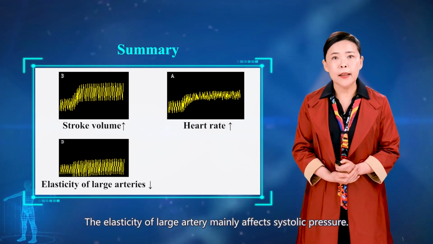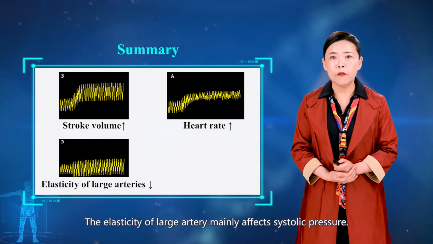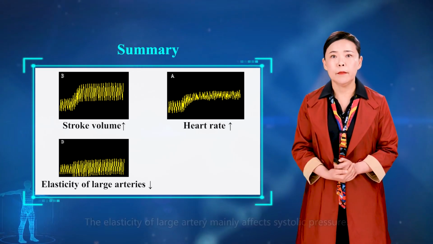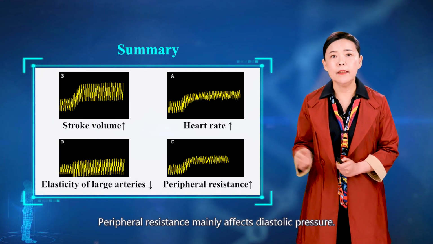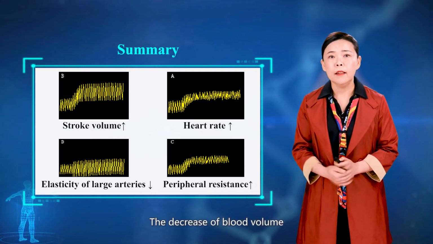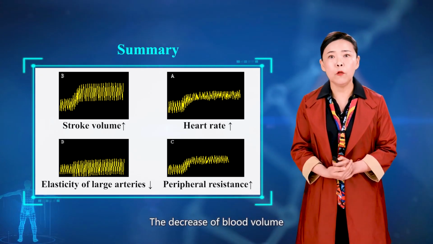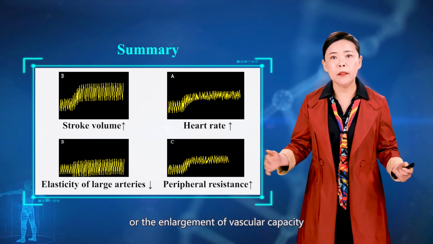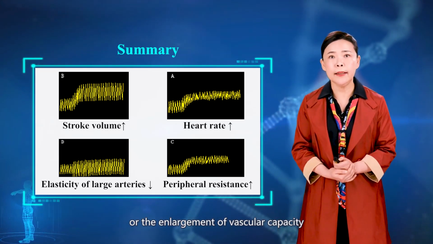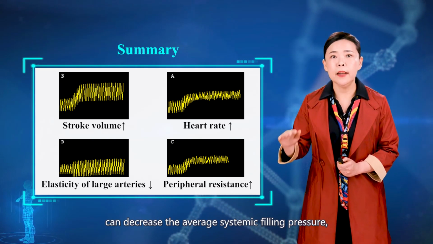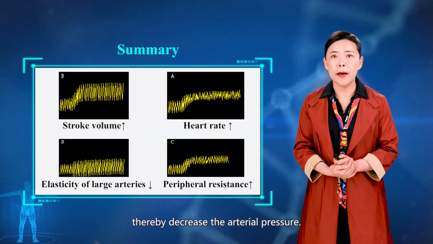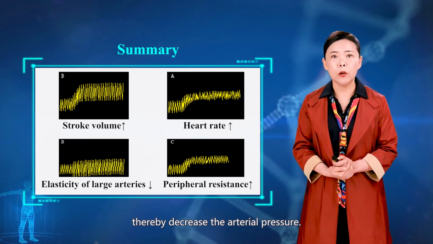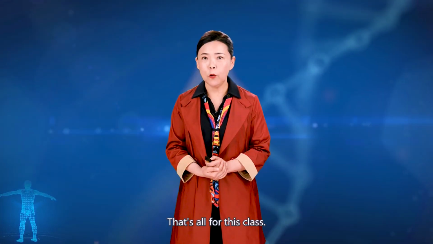The elasticity of large artery mainly affects systolic pressure. Peripheral resistance mainly affects diastolic pressure. The decrease of blood volume or the enlargement of vascular capacity can decrease the average systemic filling pressure, thereby decreasing the arterial pressure. That's all for this class.